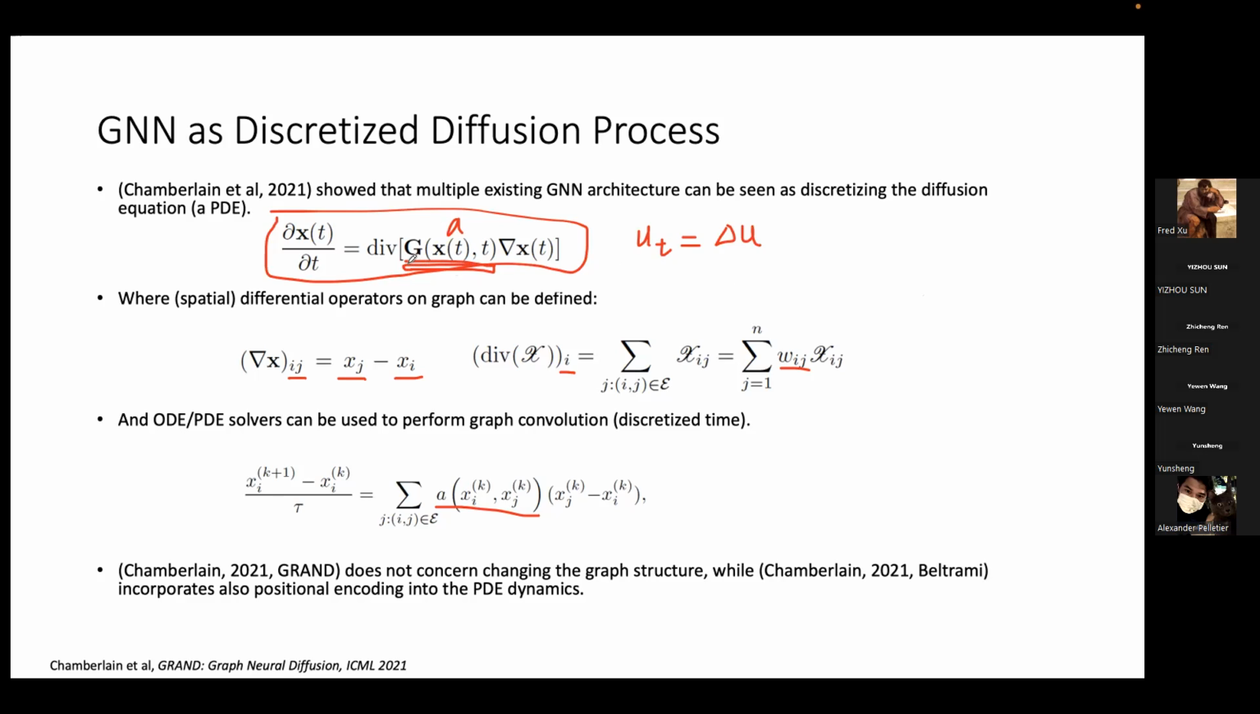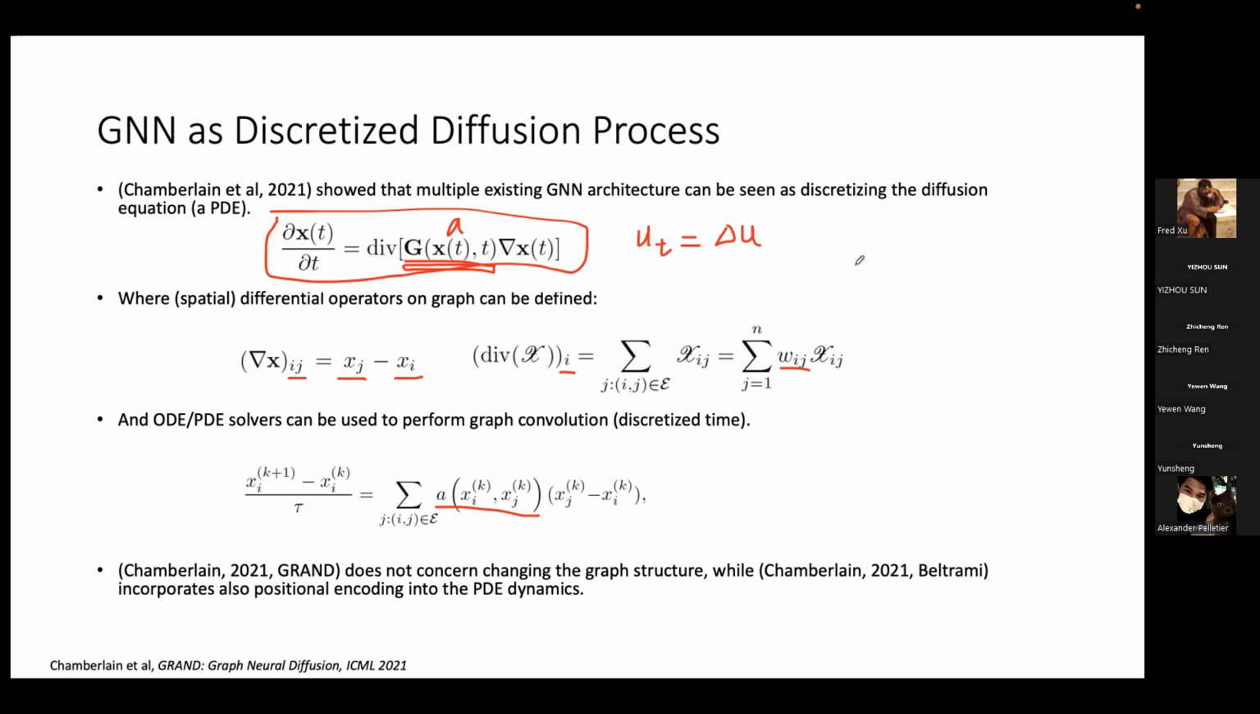So if it's a scalar, let's say if A is big, this means we have a very strong diffusion and so on. Yeah, that's what it means. So simply, if you represent it in this way, it basically says that the strength of your diffusion depends on both time and space. It depends on both the node feature and the layer of your GNN. I see. So G will take XT and T as input and output something. And it could be just some constant like A.